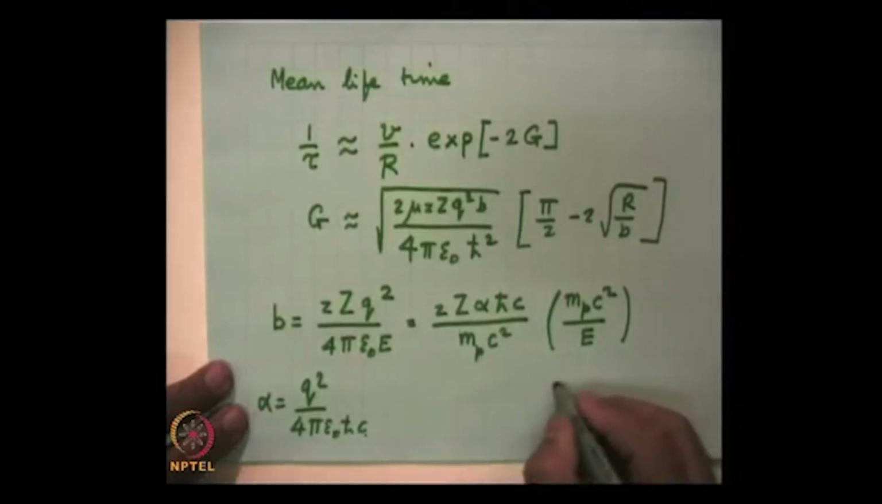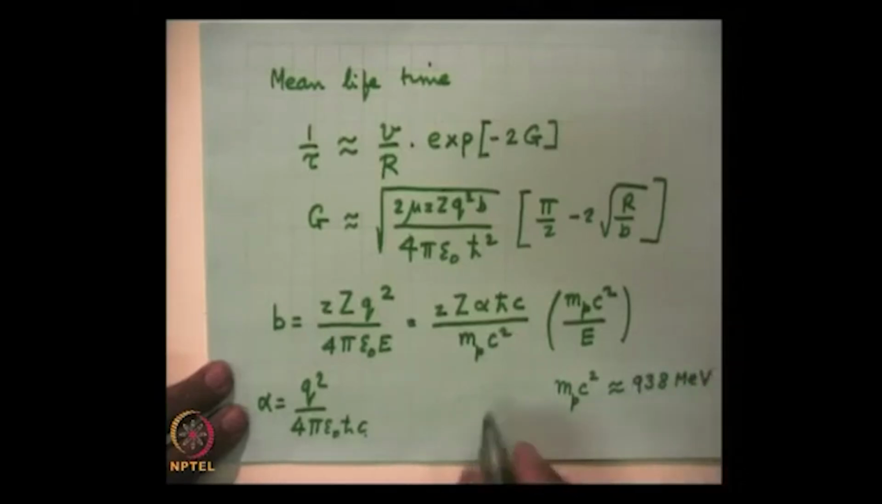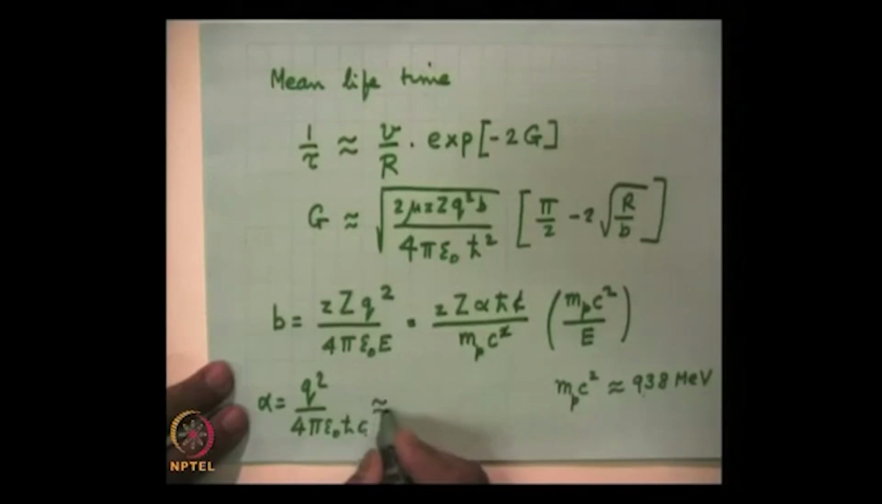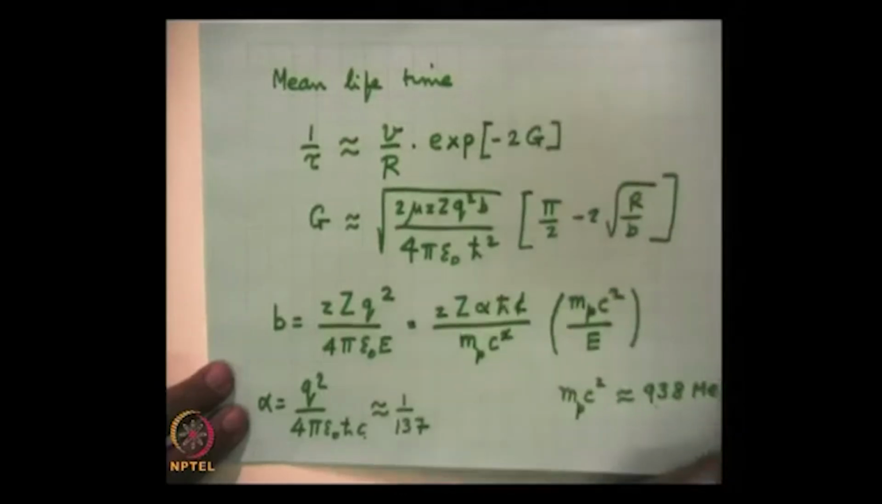We know that m_p c square, the rest mass of the proton, is about 938 MeV. So, 1 c goes out from here. Therefore, I put m_p c square equal to 938, and alpha is equal to 1 over 137, and then we use consistently this MKS system of units.